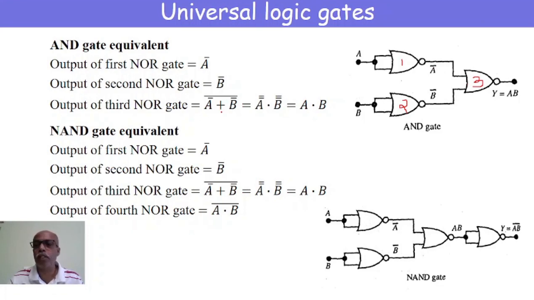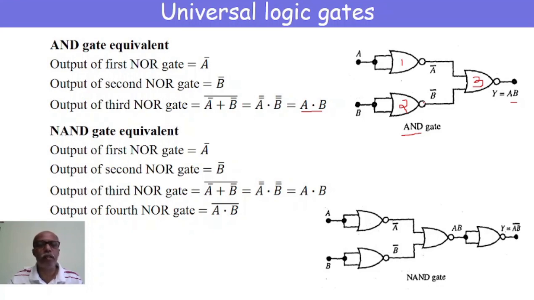So the output of the third NOR gate is the complement of complement A or complement B. That will be equal to the complement of complement A and complement of complement B. That will be equal to A and B, which is the output of the AND gate. So we have obtained the output of the AND gate by making use of two inputs and three NOR gates.